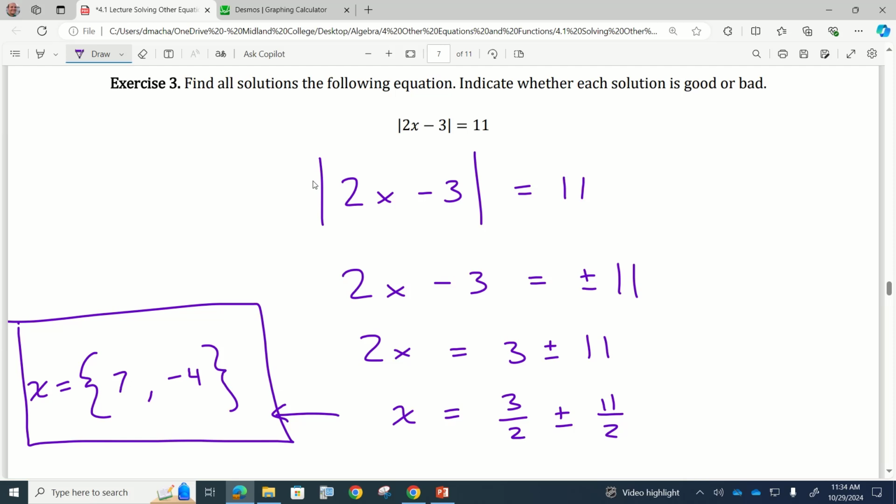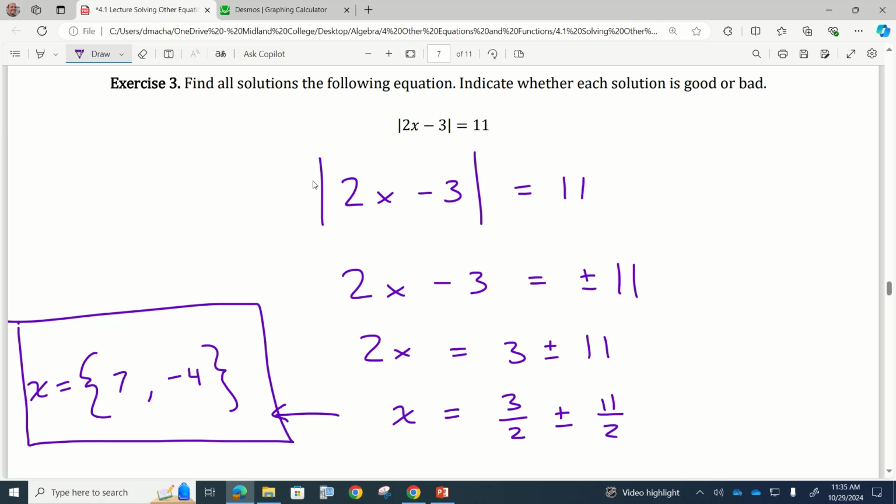I know that I put indicate whether each solution is good or bad, but you don't have to worry about that for absolute value equations. I think they're always good. Never hurts to double check though, right? Checking your answers, that couldn't ever hurt. If you've got time to check your answers, I really highly recommend taking the time to check your answers on a test, just to make sure you got it right.